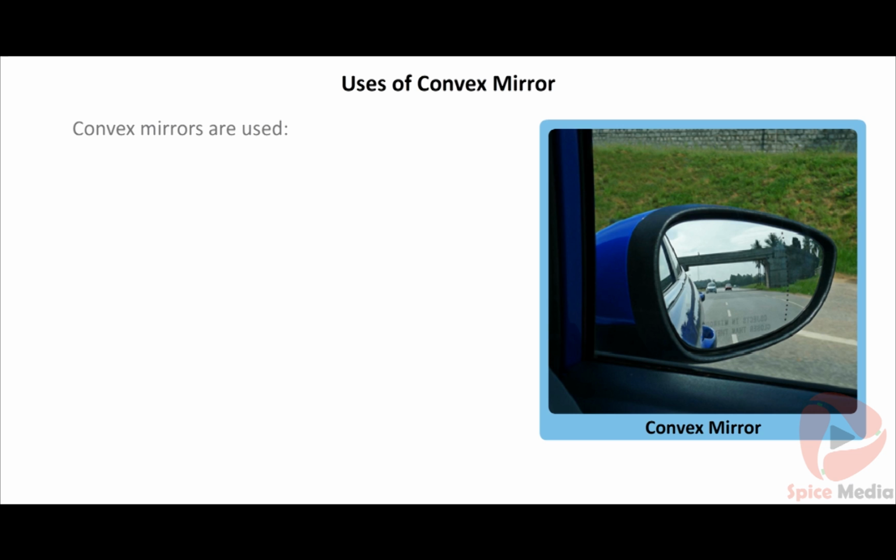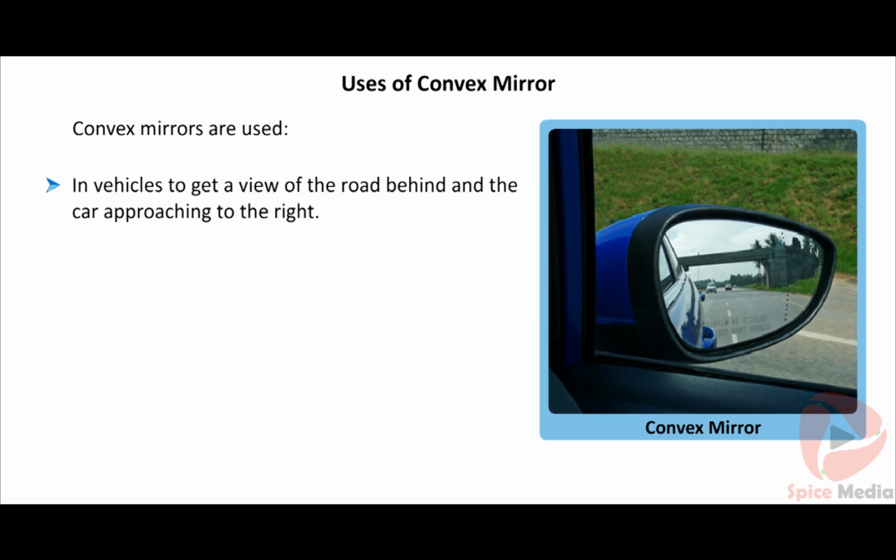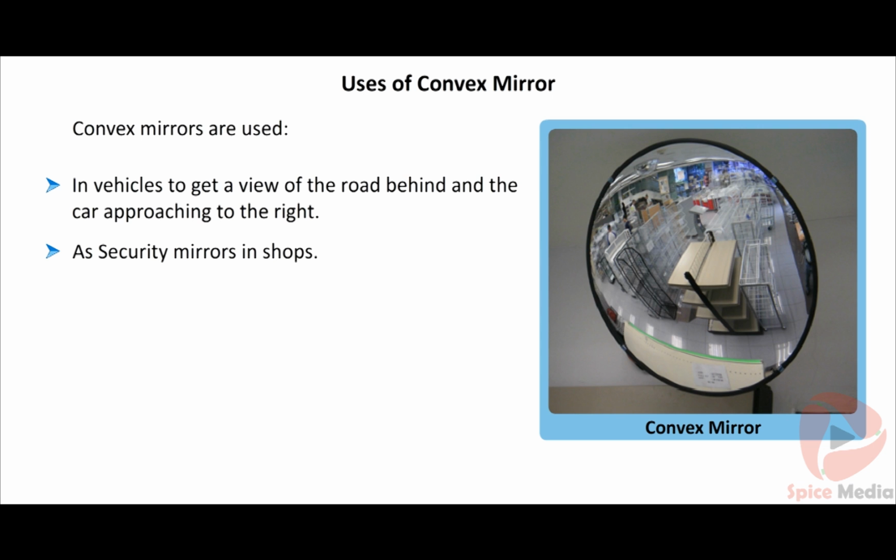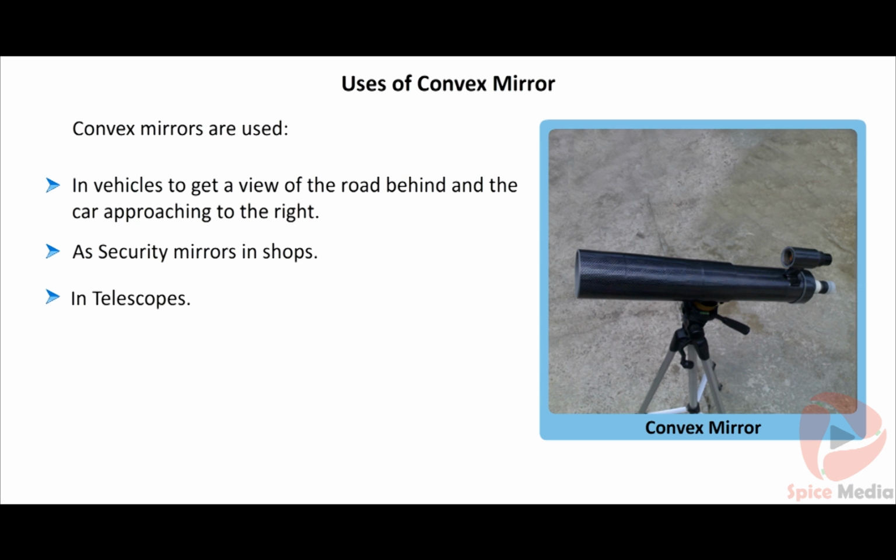As they produce virtual, upright, diminished images, convex mirrors are used in the rear view mirror of vehicles to get a view of the road behind the vehicles approaching to the right. They are also used as security mirrors in shops as they cover a wider area than our naked eye. Similar to concave mirrors, convex mirrors are also used in telescopes.